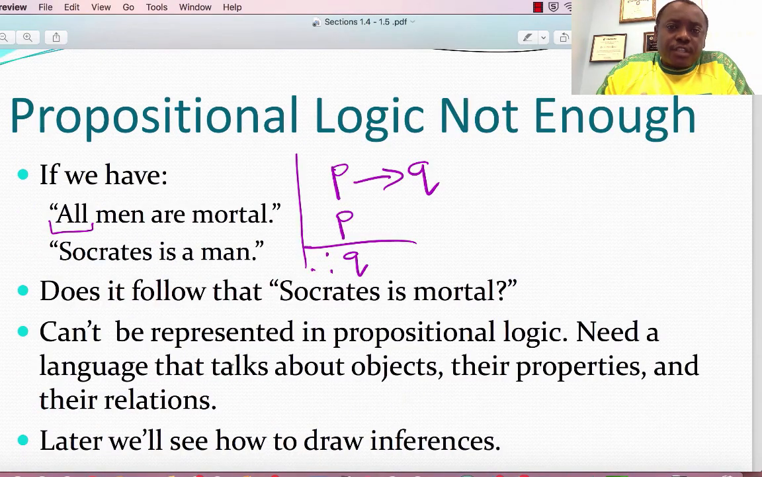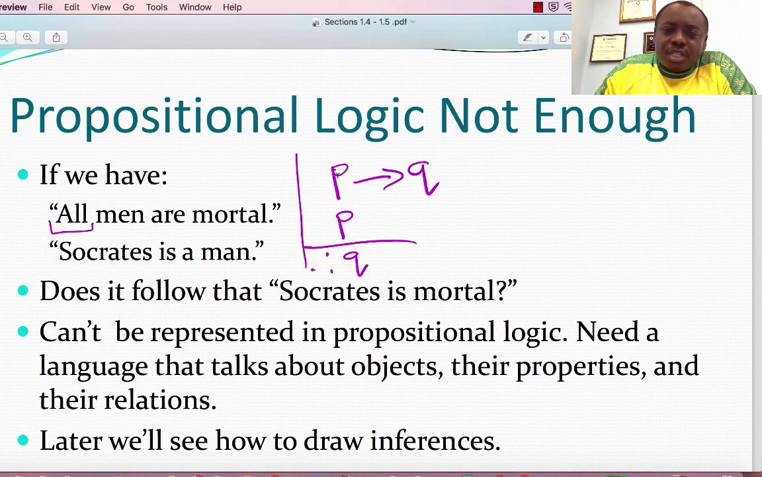We shall see. Firstly, let us state that propositional logic is not enough. We need something added to it. For example, if we have these two statements, all men are mortal, Socrates is a man, and we ask you if this conclusion is valid or not: Socrates is mortal. How do we represent this in propositional logic? There's a problem. How do we represent all men are mortal? All. How do we do that?